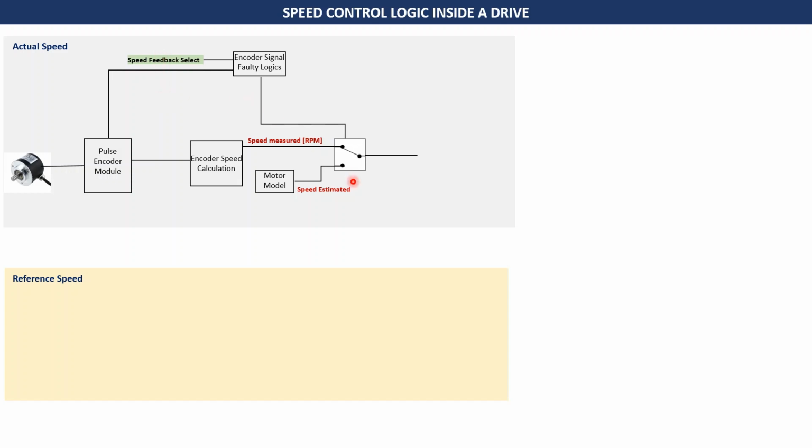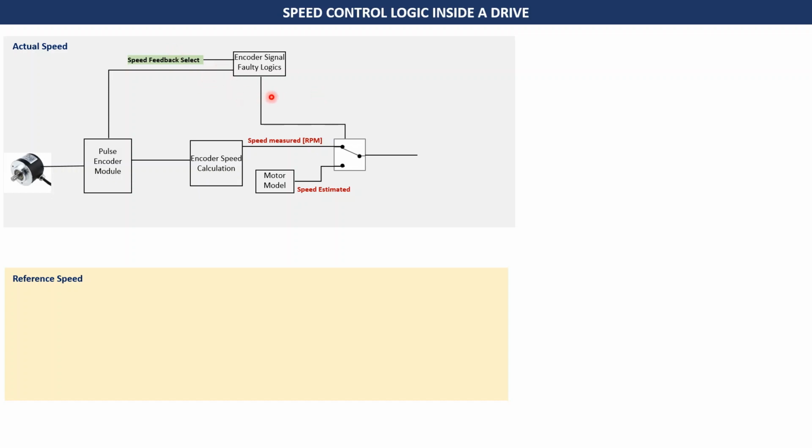So this particular block is a selector block. There are two inputs. Either of these inputs can be selected based on the signal being received, so this is a control signal. Then here is a parameter, speed feedback select. This selects the speed feedback value used in speed control.